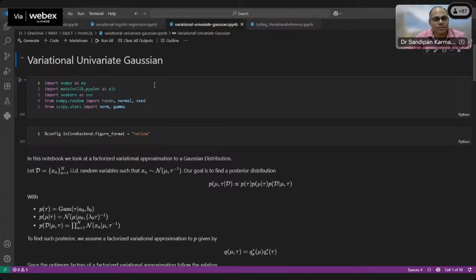Okay, so this is that univariate Gaussian I was telling you about. Let us just run this first and check what is happening.